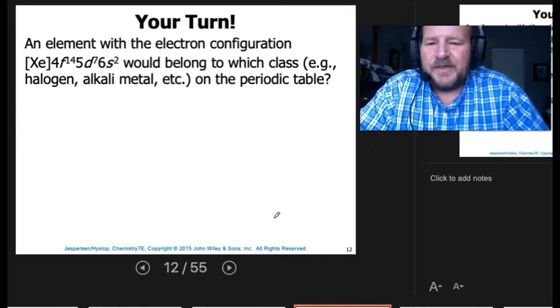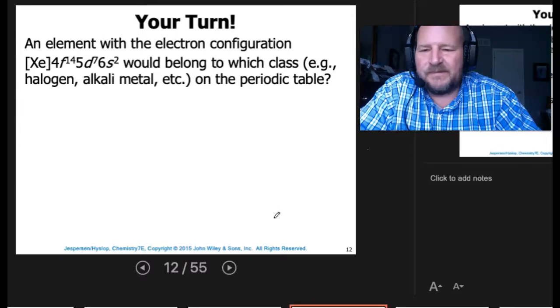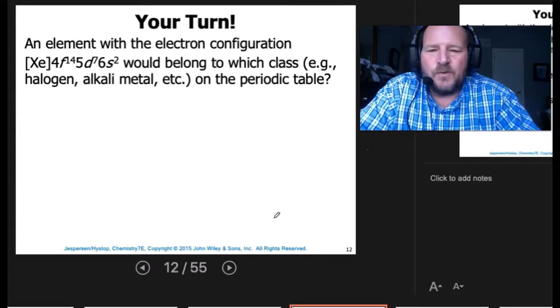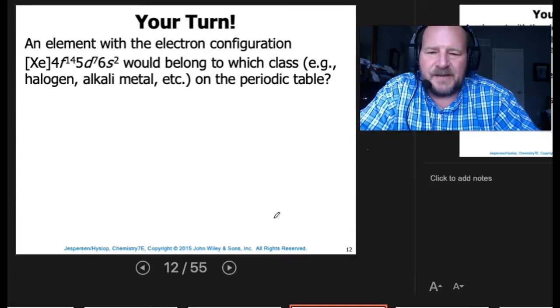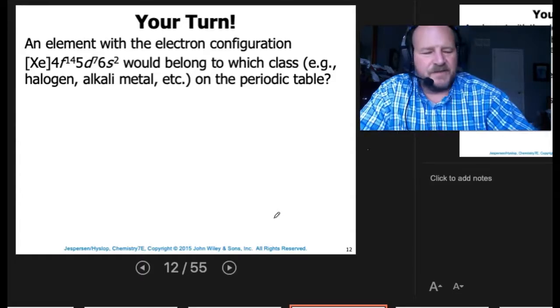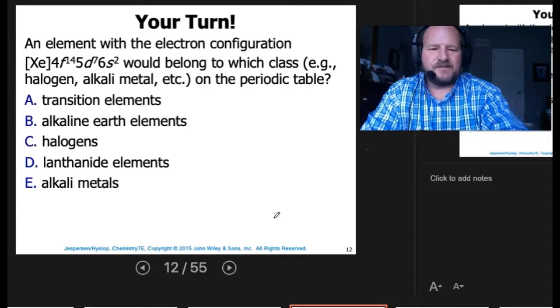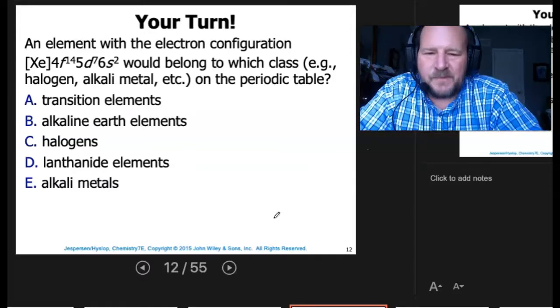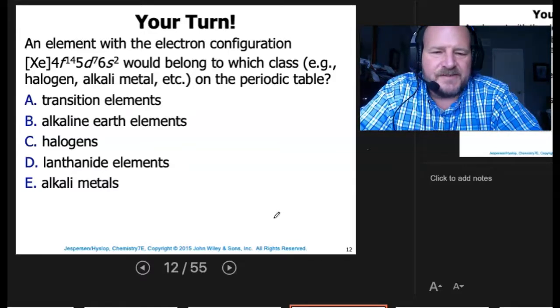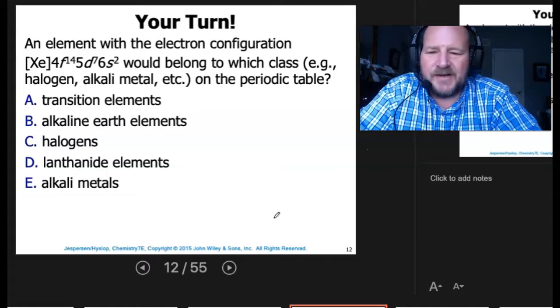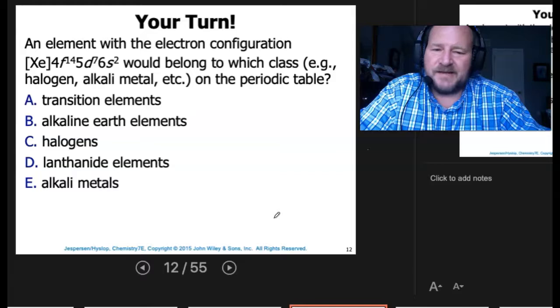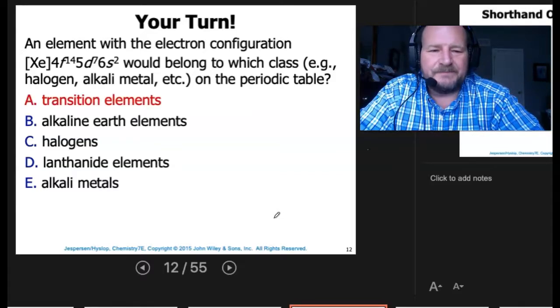So an element with the electron configuration Xe 4f14 5d7 6s2 would belong to which class, like halogen, alkali metal, etc., on the periodic table? Remember, what we can focus on is the total number of electrons. Don't get caught up, because we put them back in order by energy level. If you look at the 6s2, you're tempted to say it's an alkaline earth element, but that won't be true if you look at the d before it. The 5d7 isn't full yet, which means if we're in the d block and the d's not full, it must be a transition element.